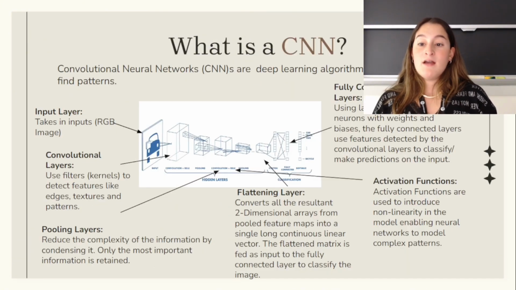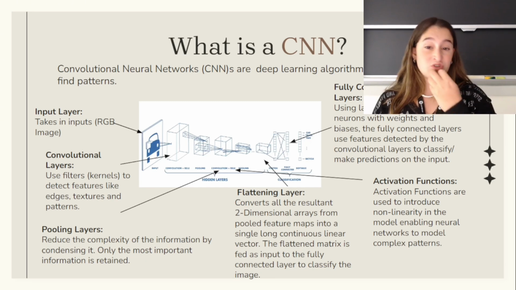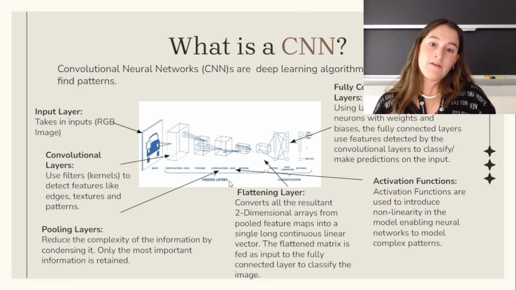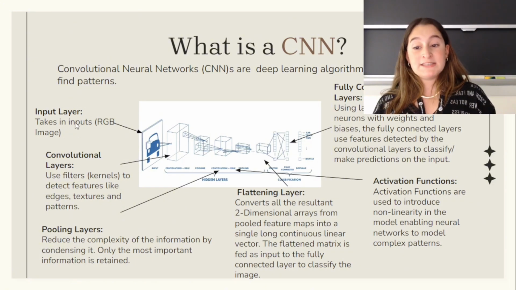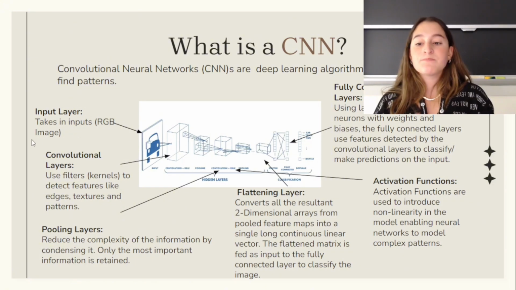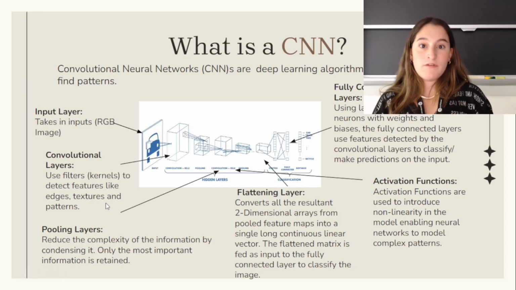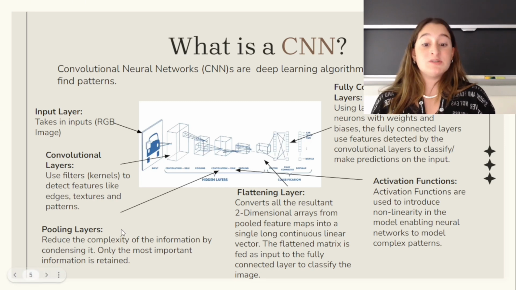So what is a CNN? A convolutional neural network, which is what I use to train my model, is a deep learning algorithm that is used to find patterns. This is a layout of how a CNN works. It has an input layer which takes inputs, which in our case are RGB images. Then it has convolutional layers, which use filters, also called kernels, to detect features like edges, textures, and patterns in images to then train itself and be able to categorize and do its job. Then pooling layers, which reduce the complexity of the information by condensing it, so only the most important information that it found during its training within these convolutional layers is retained.